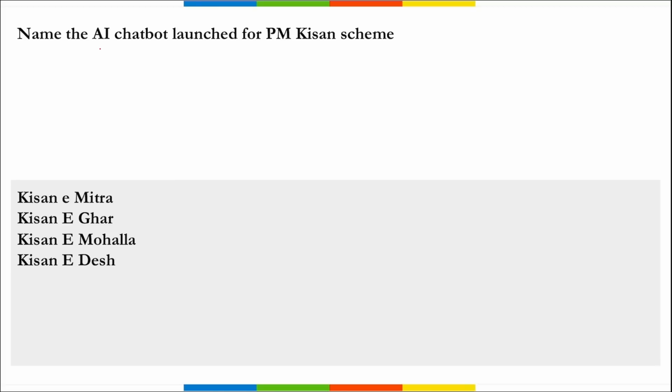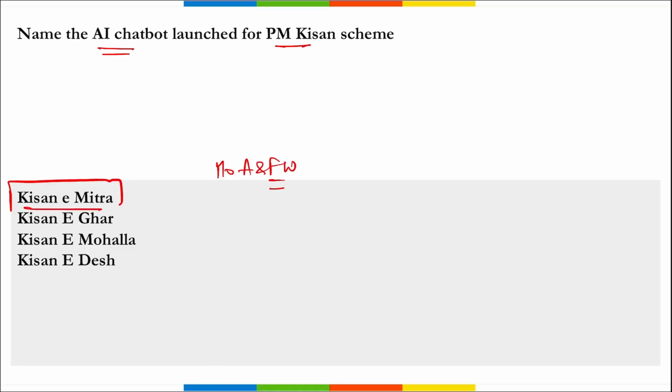First question is, name the AI chatbot that was launched for the PM Kisan scheme. PM Kisan, what is this? Pradhan Mantri Kisan Samman Nidhi scheme, right? So name the AI chatbot, that is artificial intelligence chatbot, that was launched for this particular scheme. The name of this AI chatbot is Kisan E Mitra, right? This was launched by whom? It was launched by the Ministry of Agriculture and Farmers Welfare.